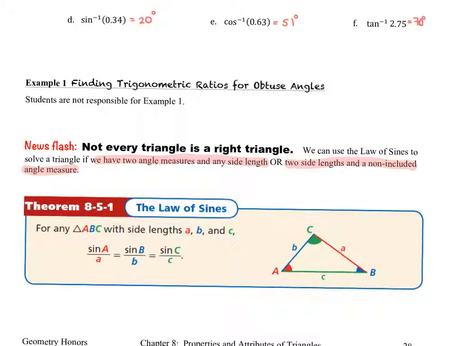This is our formula for law of sines. Sine of capital A, remember, is angle. So sine of angle A over its opposite side length A, as seen here. Sine of angle B over its opposite side length B equal to sine of angle C over its opposite side length. So let's see what that would look like.